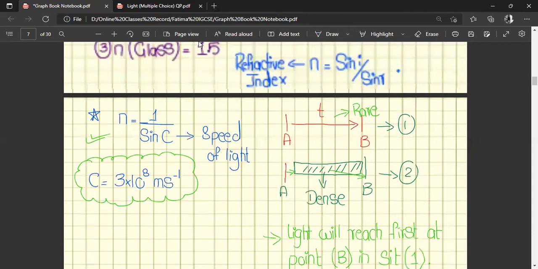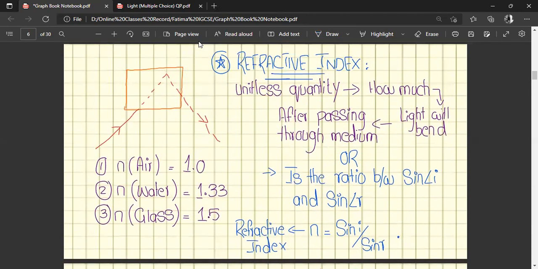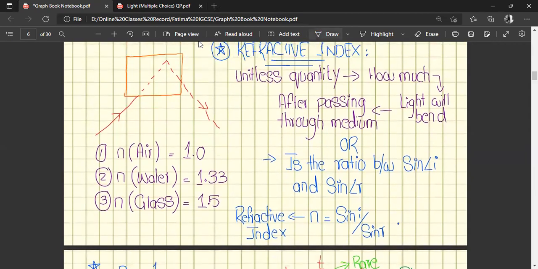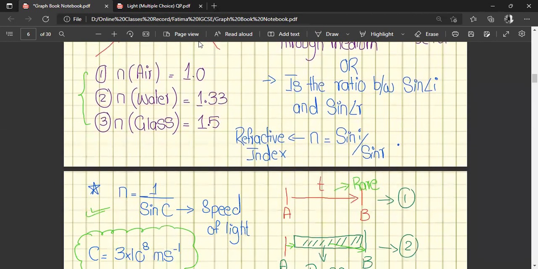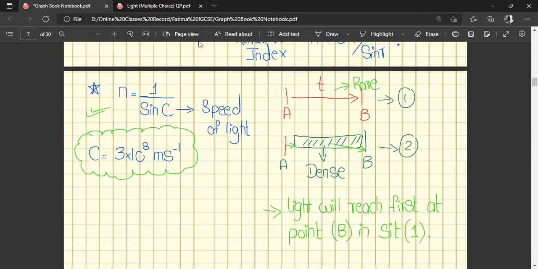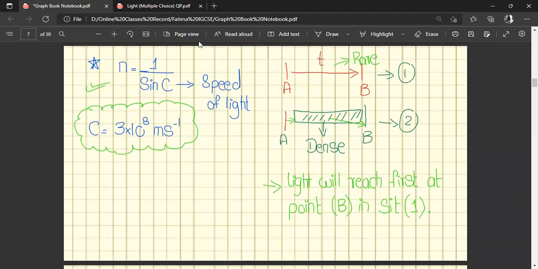So these are two formulas to calculate the refractive index, and you need to remember these three mediums because they are very common and very easy to calculate, and we use them in almost every example. So this is for the refractive index, and we will discuss total internal reflection and critical angle. Let's try to solve some questions regarding it.